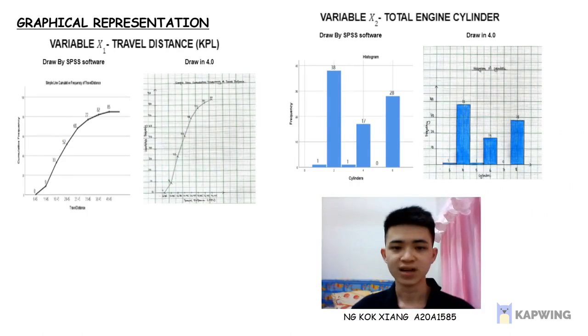This slide is showing the graphical representation. The graph generated by SPSS software is exactly the same as the graph drawn in 4.0. This is because the table generated by SPSS software is the same as the table in 4.0. That's all for my presentation for the statistical analysis using software.